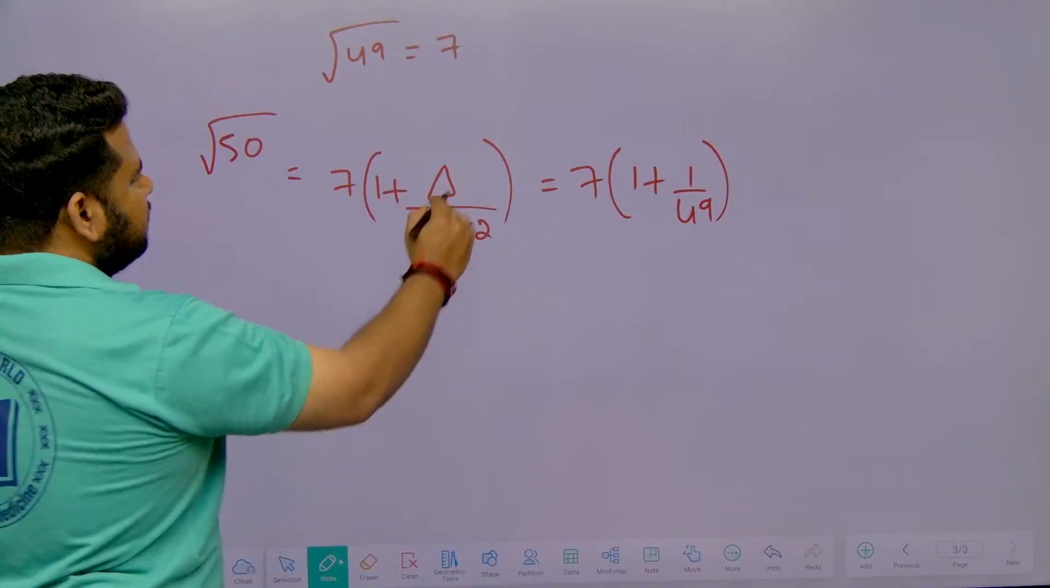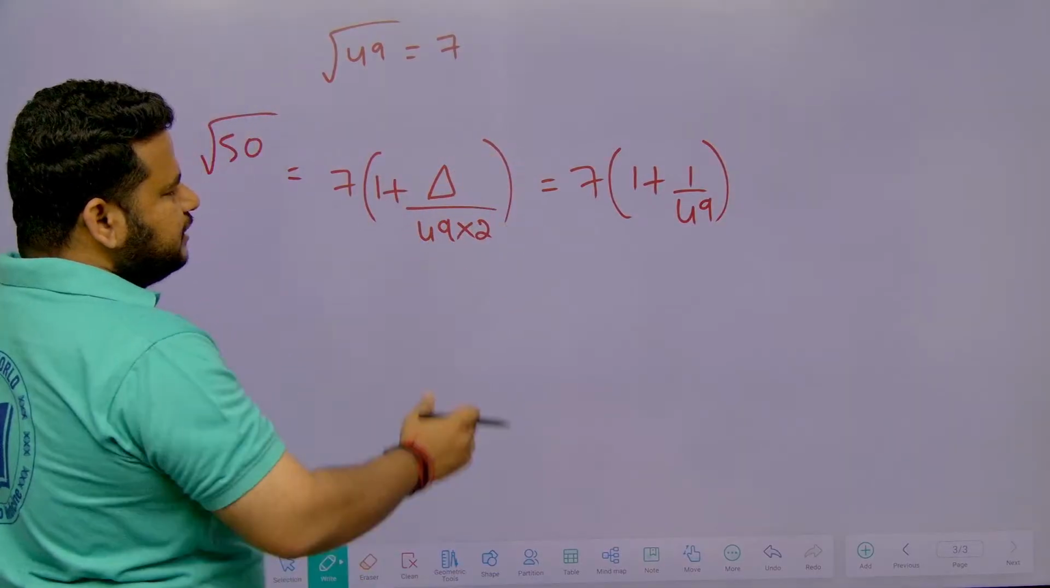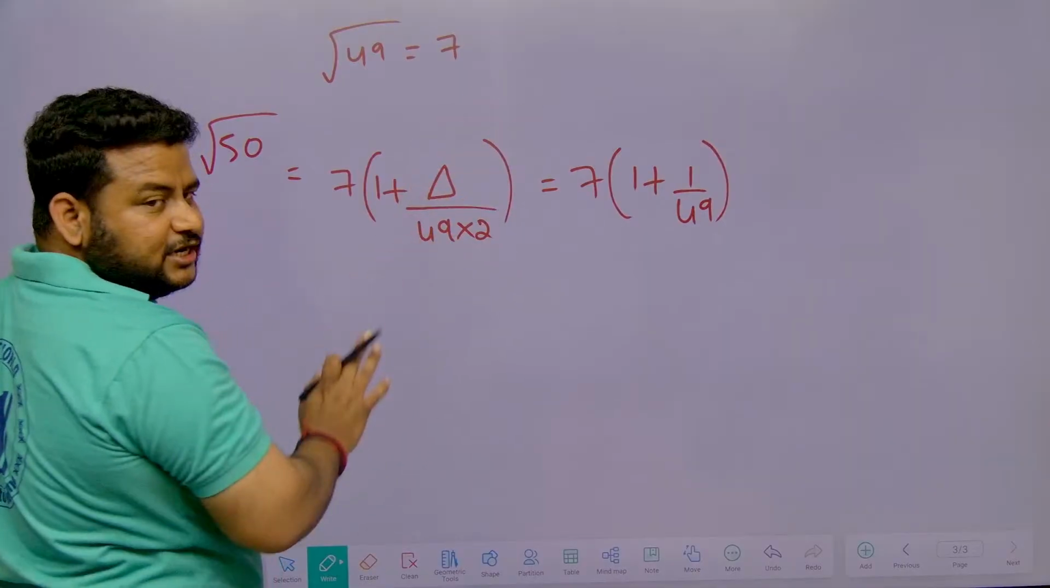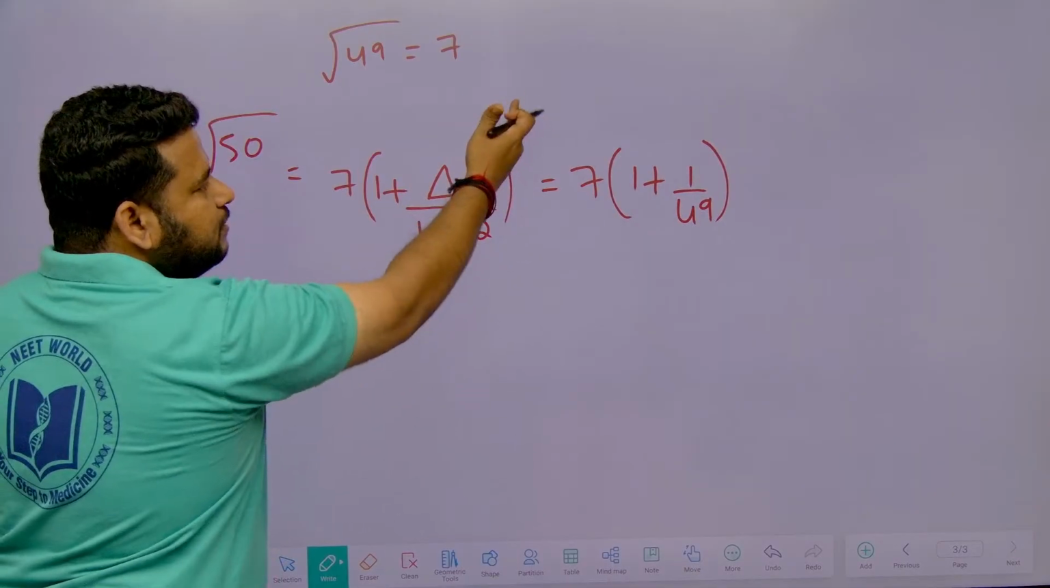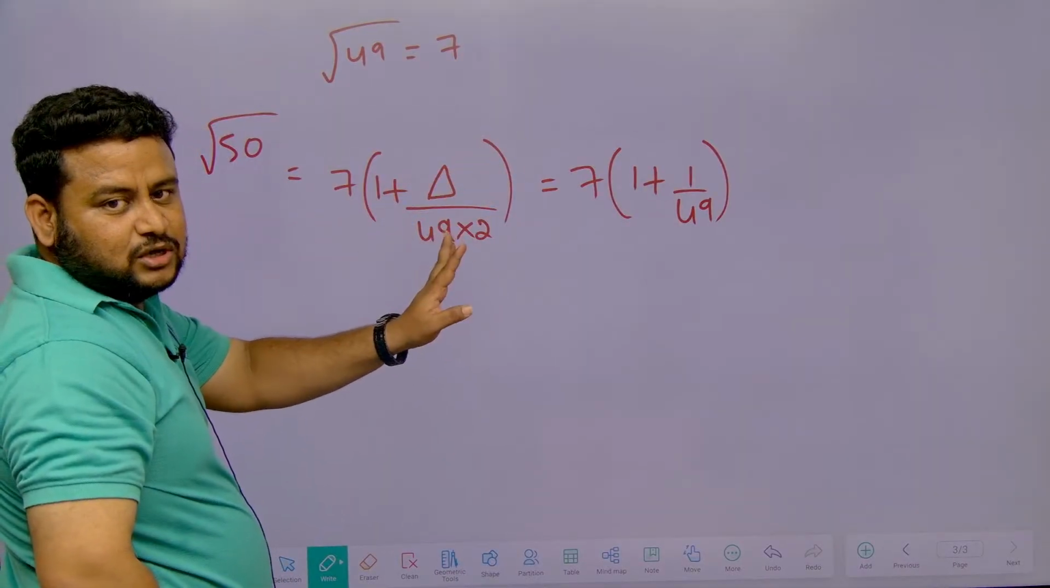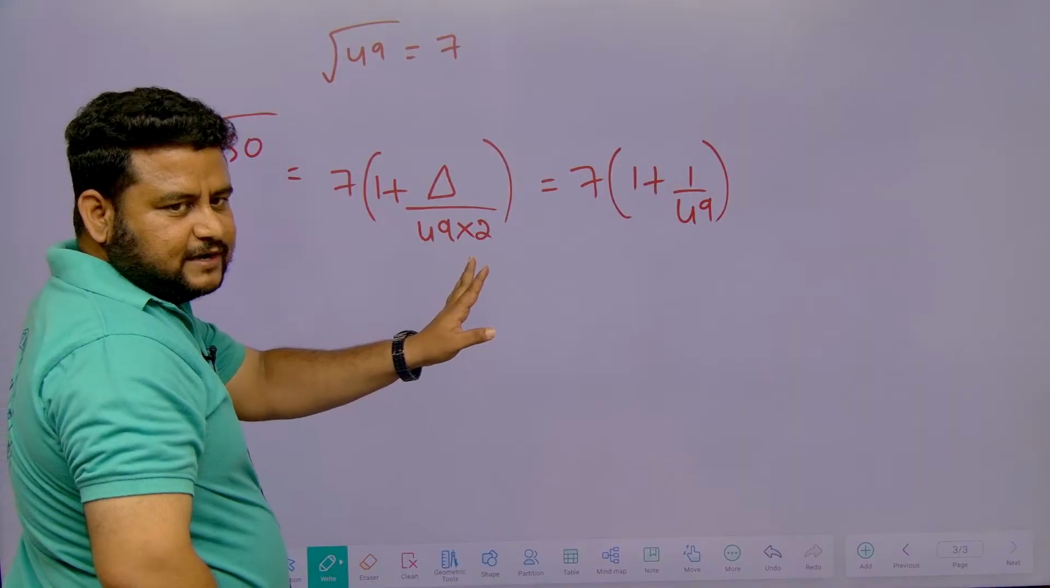No need to write anything else. That's all. No need to write square root and all, already I have brought it down. Why did this 2 come? It is 1 by 2, so the 2 will come here. Clear? That is what I have done.